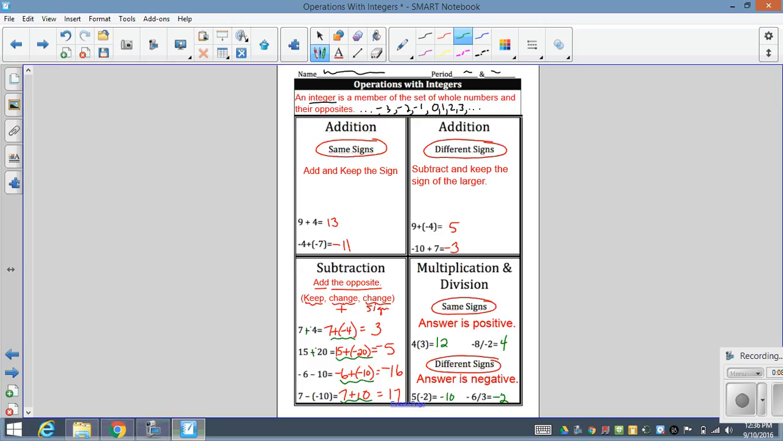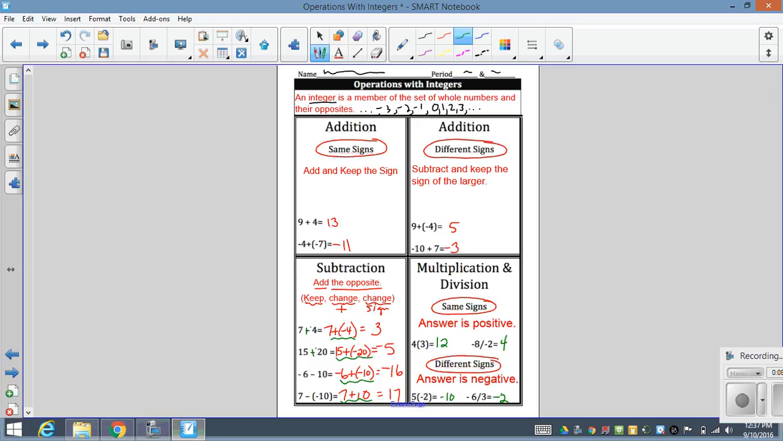So these are our rules for working with our integers. Again, your addition rule, if the signs are the same, you add and keep the sign. If your signs are different, you subtract and keep the sign of the larger. With subtraction, you are going to add the opposite. So you're always going to change it to addition. Otherwise, we'd have to memorize more rules, and we don't want to do that. We just change it to addition and change the sign of the next number. With multiplication and division, if your signs are the same, your answer is positive. If your signs are different, your answer is negative.